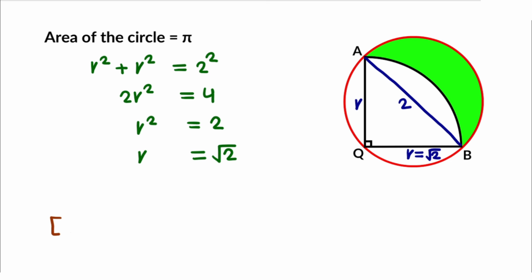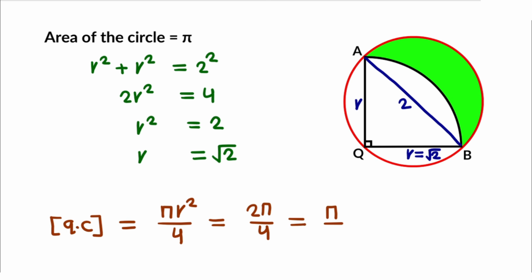Now, let's find the area of the entire quarter circle. The area of a full circle is pi times the radius squared. A quarter of that is pi times r squared divided by 4. Since r squared equals 2, the area is 2 pi divided by 4, which simplifies to pi divided by 2.